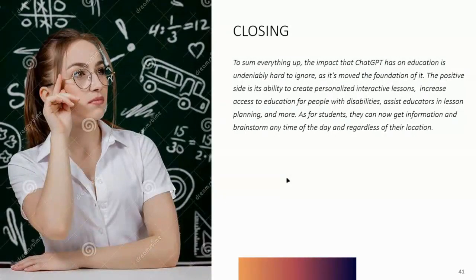To summarize everything, the impact that ChatGPT has on education is undeniably hard to ignore. Agreed? It has actually moved the foundation of it. Its positive sides include the ability to create personalized interactive lessons, easy access to education for people with disabilities, especially its assistance for educators in lesson planning and more.